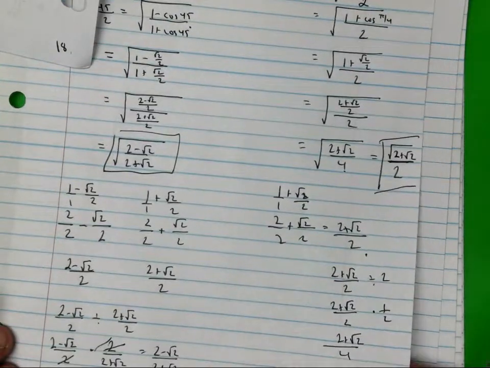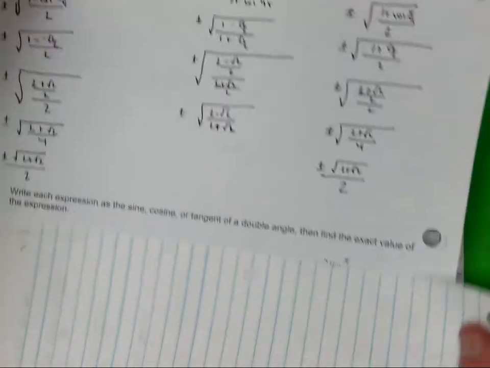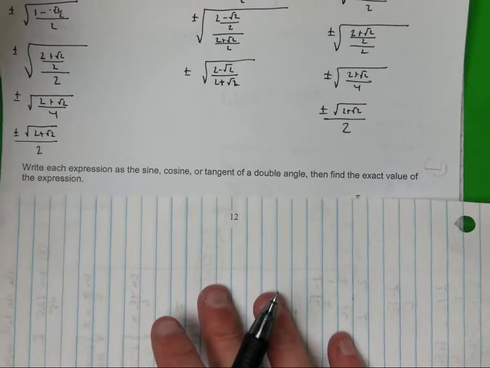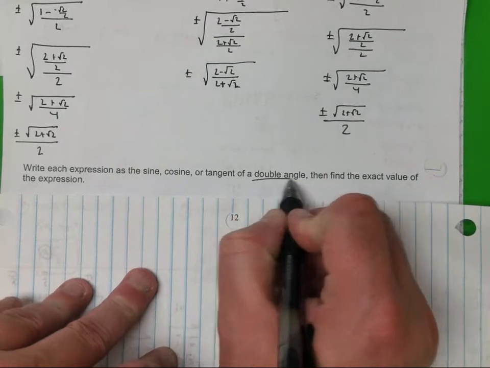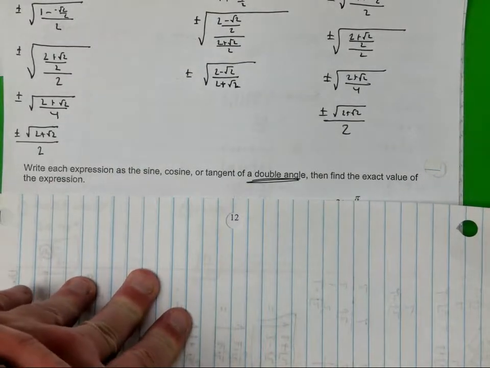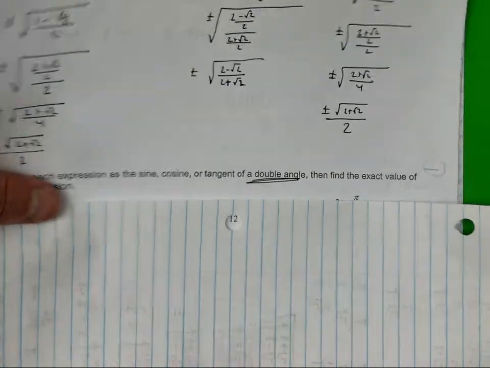Alright, that was number 4 and 5. I want to look at number 6. Let's read the instructions to number 6. It says, write each expression as the sine, cosine, tangent of a double angle. So that's telling you what formulas to use. Then find the exact value of the expression. For example, we'll do some more, but let's look at number 6 and 7.